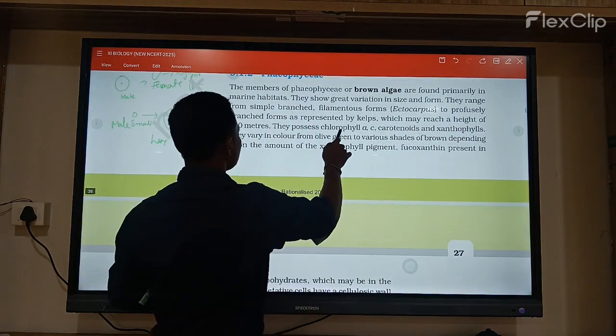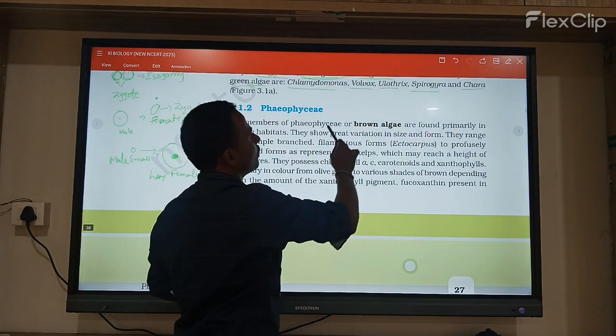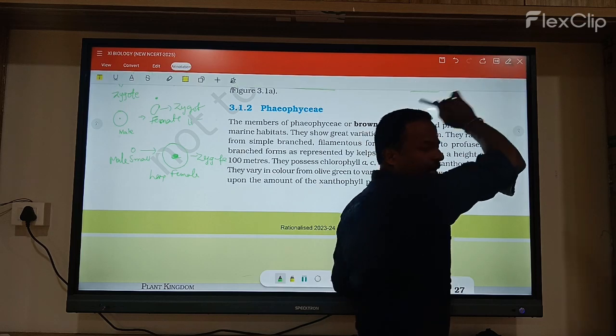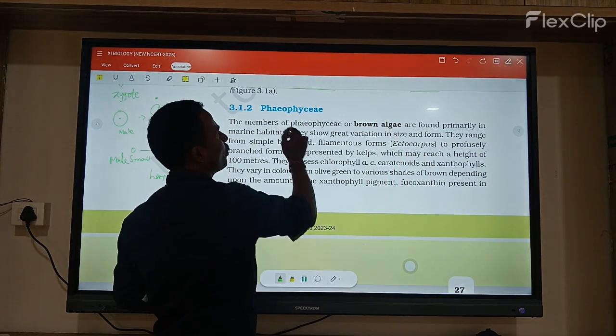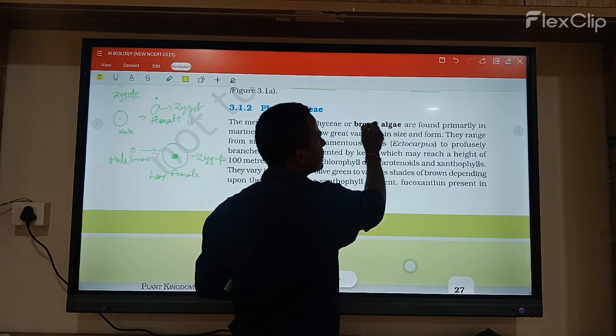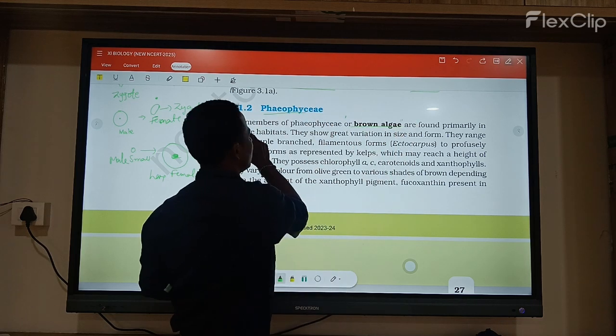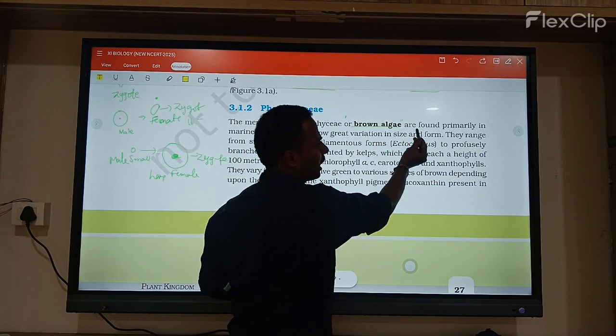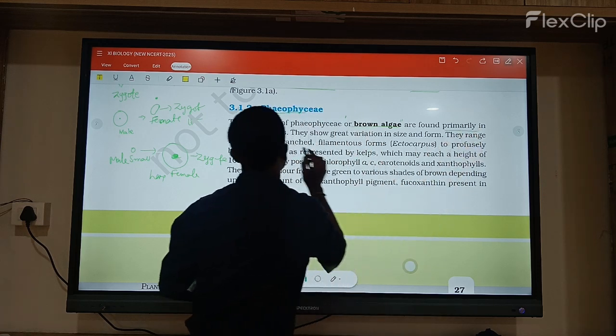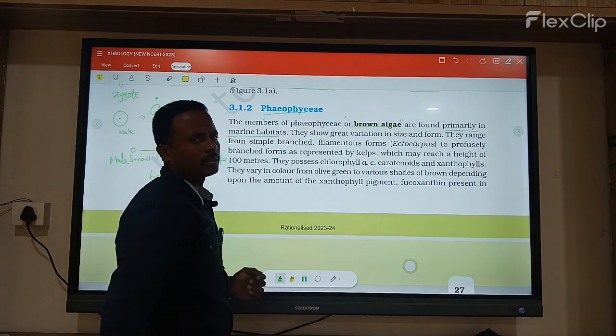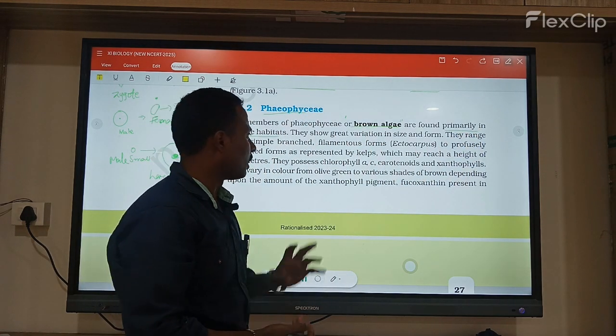Next, Phaeophyceae. Phaeophyceae is commonly called what? It is the brown algae. The members of the Phaeophyceae, or brown algae, are found primarily in marine habitats. So mostly they have which habitat?